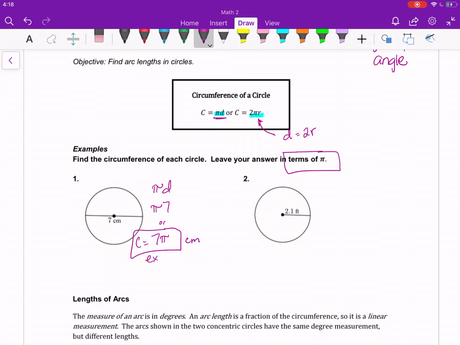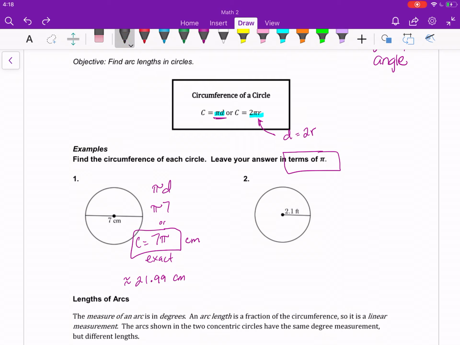It's also our exact answer. If you were looking for an approximate answer, or if they asked for a decimal, then you would type it in and you'd get 21.99 approximately centimeters. Okay, so that's the approximate. I shouldn't box that because that's not technically our answer, but that's the general idea.